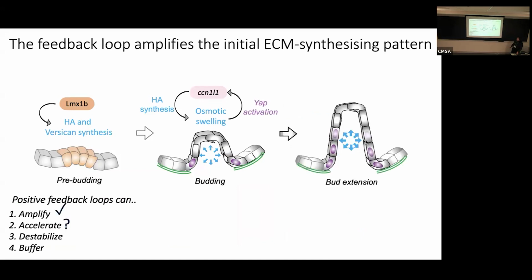So we think that this feedback loop is amplifying this initial signal by recruiting more cells into the bud through this relay of YAP activation, which is producing then more ECM. And I'm going to try to speed through the next part, so we have time for discussion for more ongoing stuff.